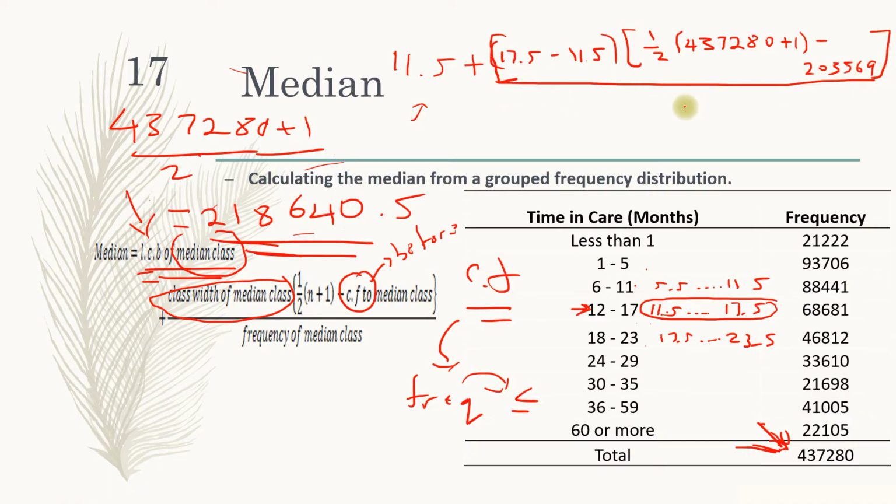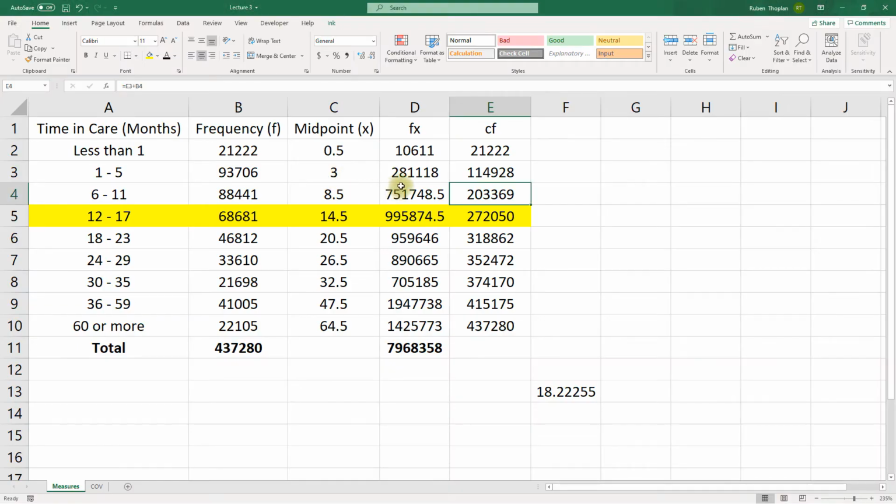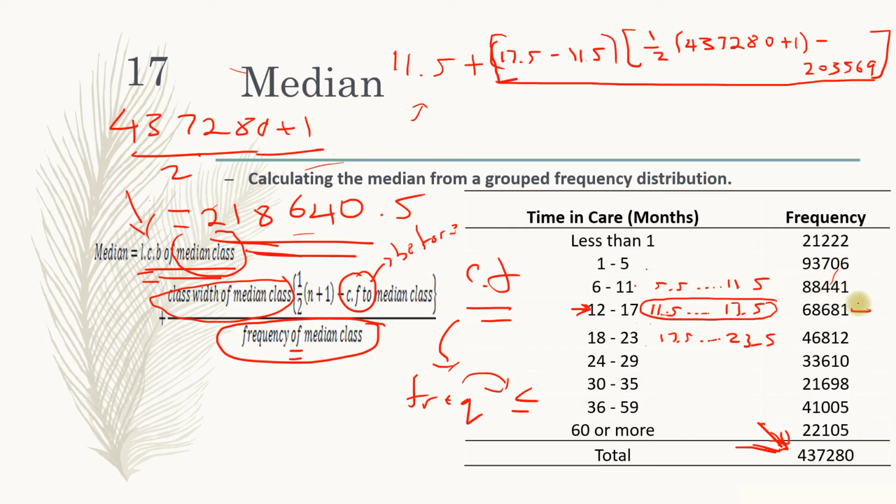And then the old thing that you have here, you need to divide by the frequency of the median class. Now we are talking about of. What is the frequency of a median class? Not the cumulative frequency, but the frequency of the median class. The frequency of the median class is here. So we are not talking about before, but we are talking of. So it's 68,000, excuse me, 681. So that is how you will get the median. The median will be a value that will lie between 11.5 and 17.5.